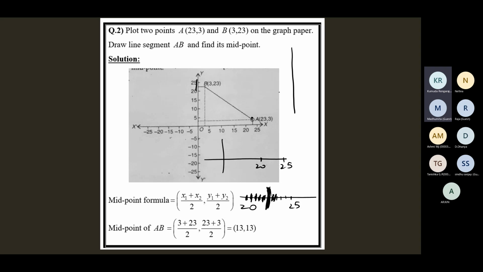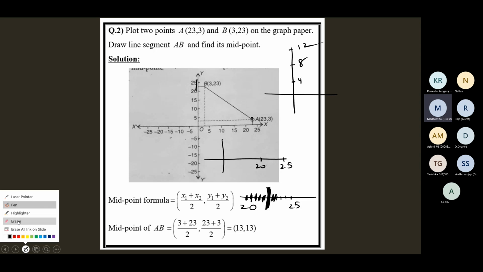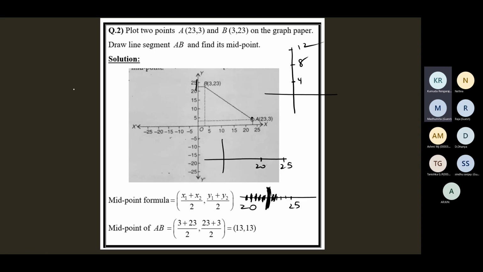Supposing we mark like this: 4, 8, 12 and so on. So the difference is 4. Between 4 and 8, this is 4. 1, 2, 3, 4, 5, 6, 7, 8, 9, 10, this is 8. So between 4 and 8, there'll be 9 subdivisions in the middle. The 10th subdivision will be 8.